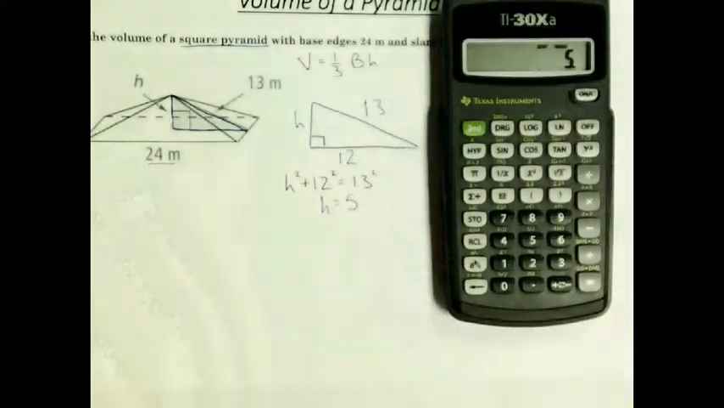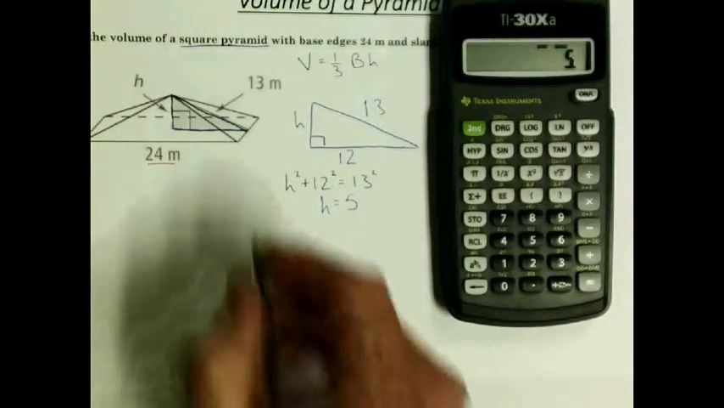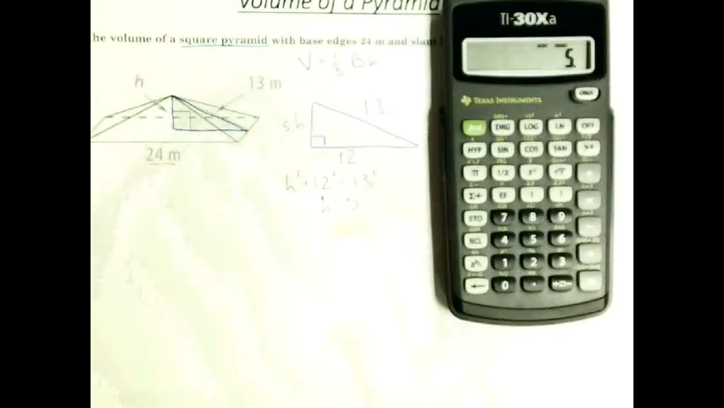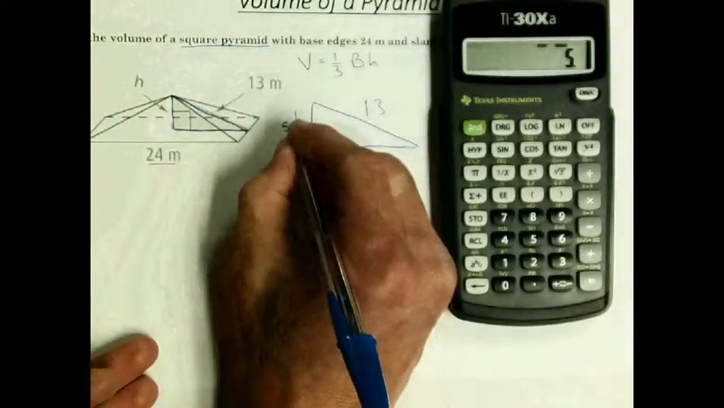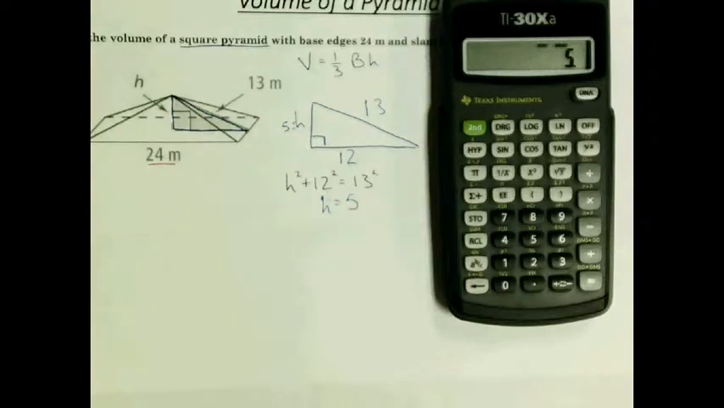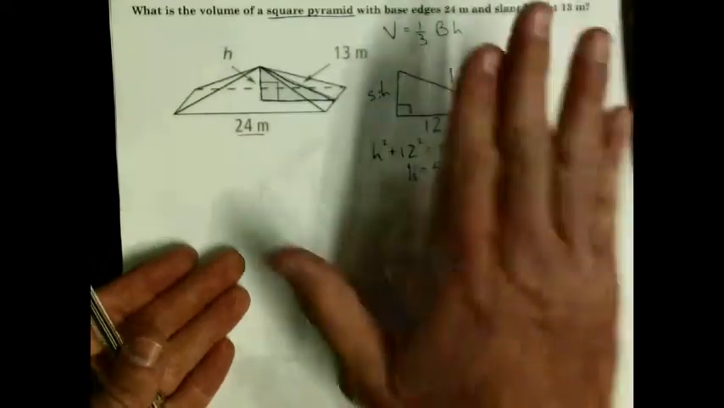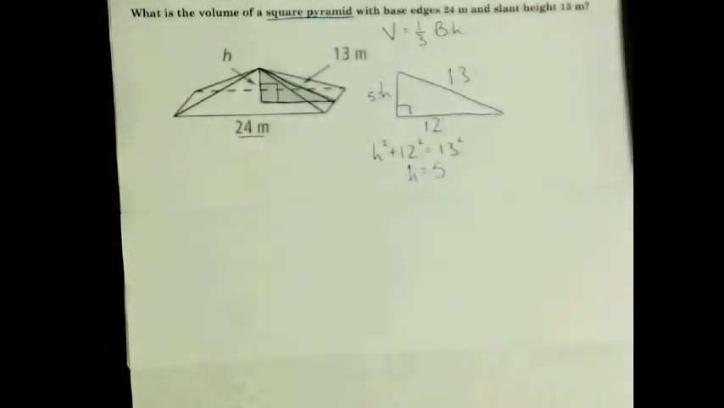Now, we could have avoided that had we known some Pythagorean triples, the old 5, 12, 13 right triangle. It's a Pythagorean triple, we should know that. But if not, we can figure it out later. So anyway, we have found the height, we have found our missing value, and we now know everything.